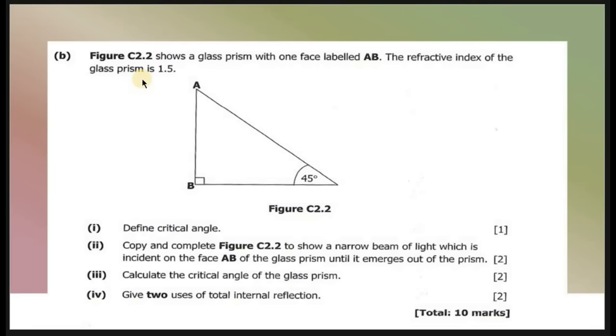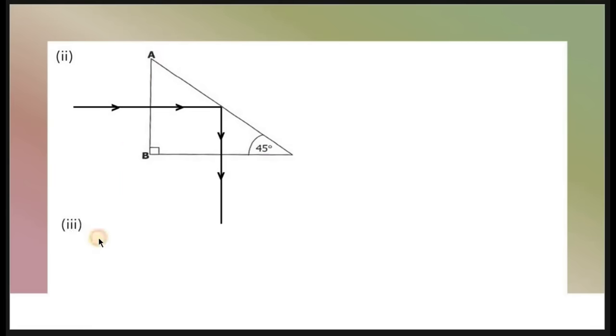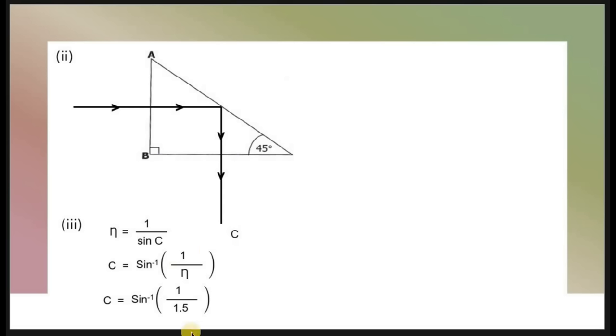To calculate the critical angle, refractive index is 1 over sine of the critical angle. So make the critical angle the subject of the formula. This is the formula. You substitute sine of the critical angle equals 1 over the refractive index, 1.5. When you evaluate this, your critical angle will be 41.8 degrees, which you can also put as 42 degrees. Even this one is okay.